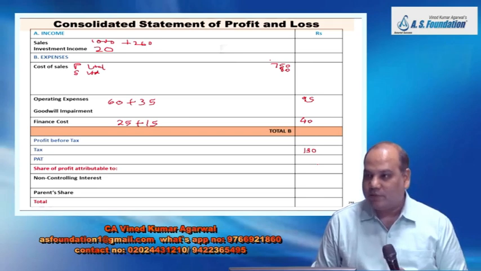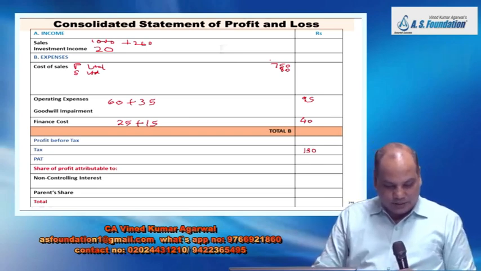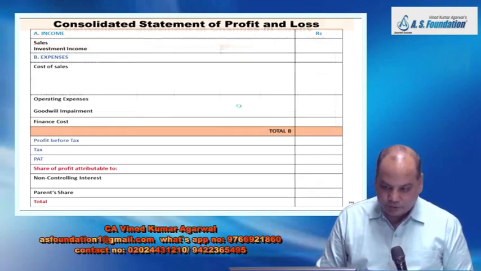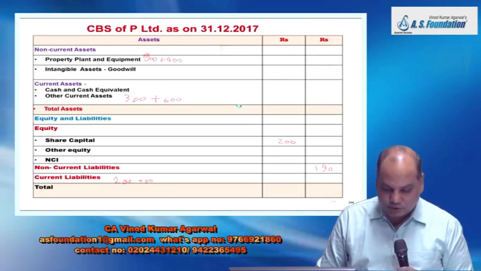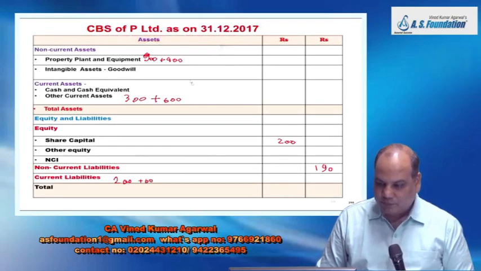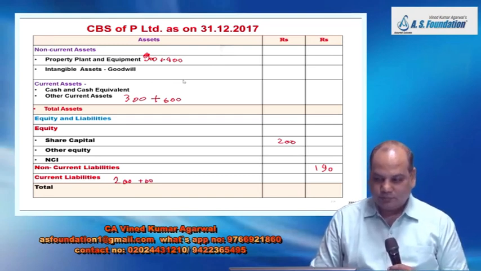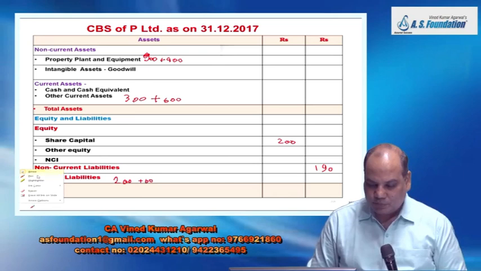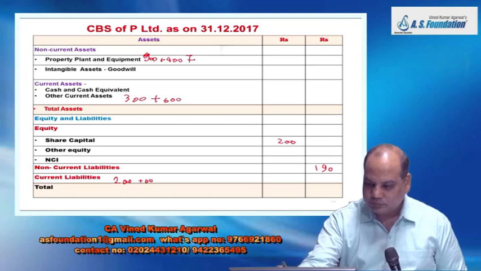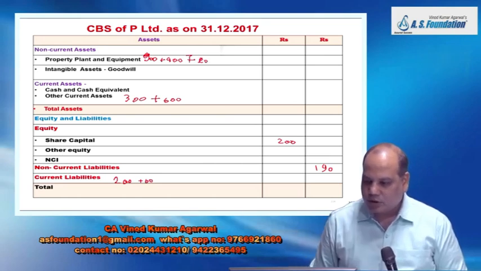Now you ensure double effect properly. You are provided with the following additional information. S Limited had a plant at the date of acquisition with a carrying amount of rupees 1 lakh but having a fair value of 1,20,000. The plant had a remaining life of 10 years at the acquisition date. So you come to SOFP PPE. What is the increase in the value of the plant? Plus 20. Can I write plus 20?